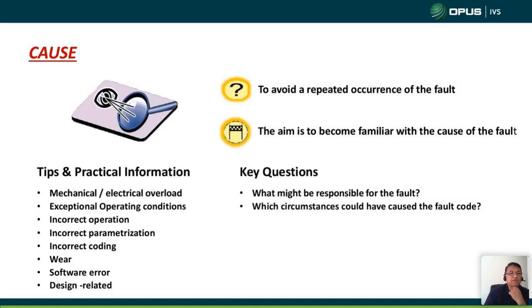So tips and practical information, like what I've said: it could be an electrical overload, exceptional operating conditions, too warm or too cold, incorrect operation, incorrect parameterization, incorrect coding, wear and tear, software error, or design related. That could be some of the causes of the complaint. So your quick questions: what might be responsible for the fault, and which circumstances could have caused the fault code?